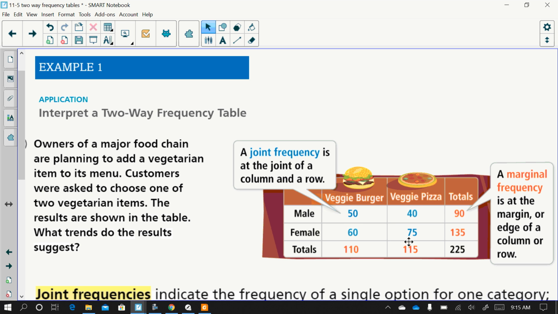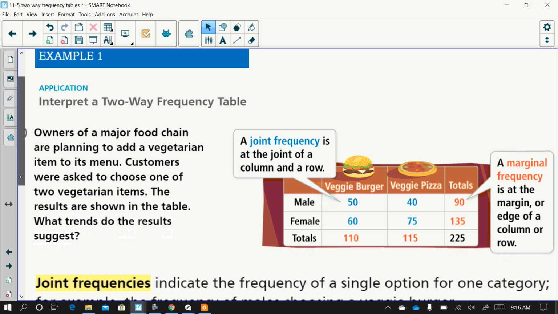I read across the rows; this is discussing just males. I had a total of 90 males, 50 tried the burger, 40 tried the pizza. A total of 135 females, 60 tried the burger, 75 tried the pizza. The grand total is 225.